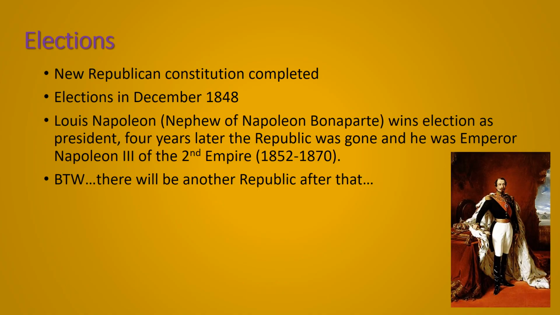They will write a new constitution and hold new elections. They're doing this all the time with the elections. In December of 1848, under this new Republican Constitution, and who do they elect as president of France? No one else but Louis Napoleon, the nephew of Napoleon Bonaparte. In 4 years, the Republic will be gone, and we'll find this out next unit, and he will be Emperor Napoleon III of the Second Empire.